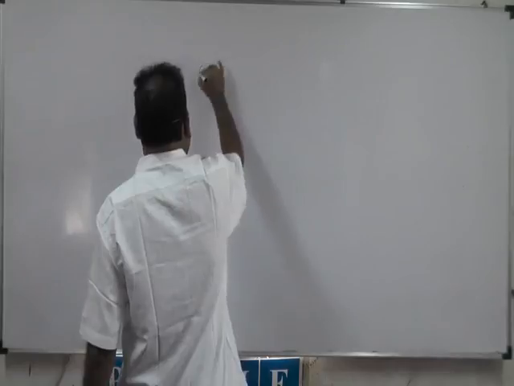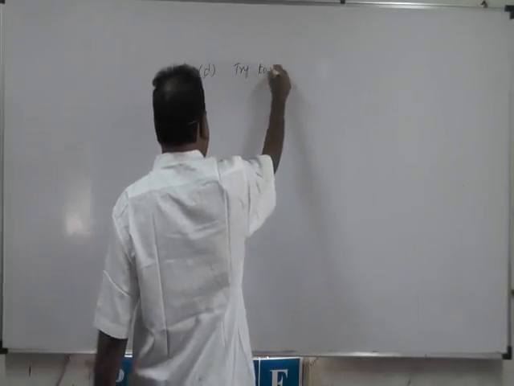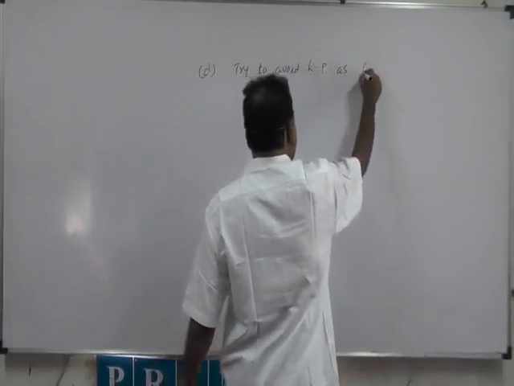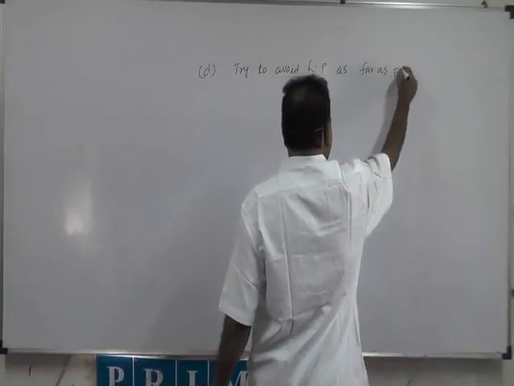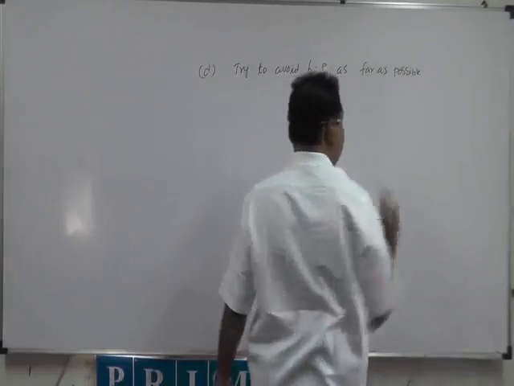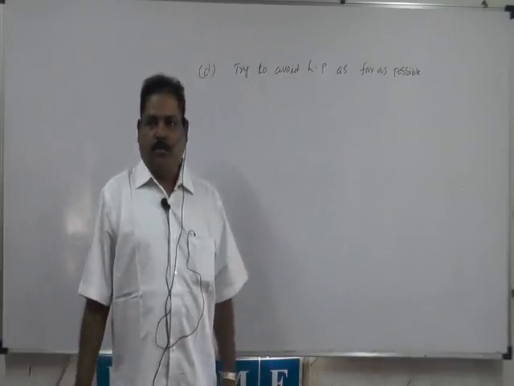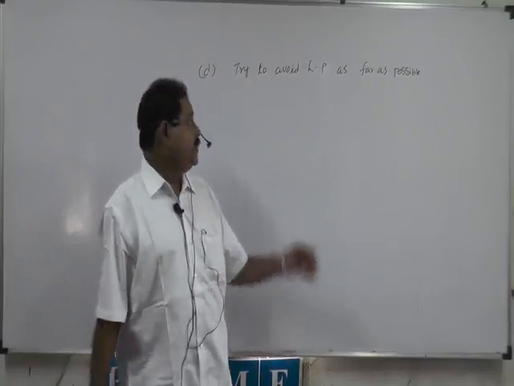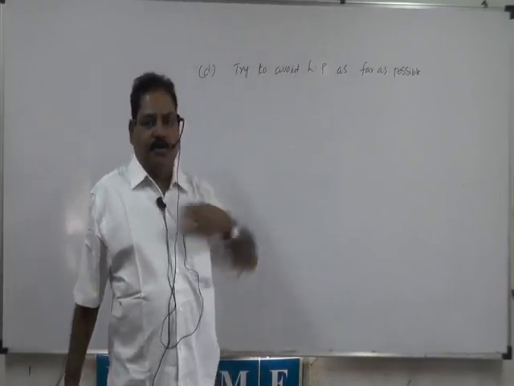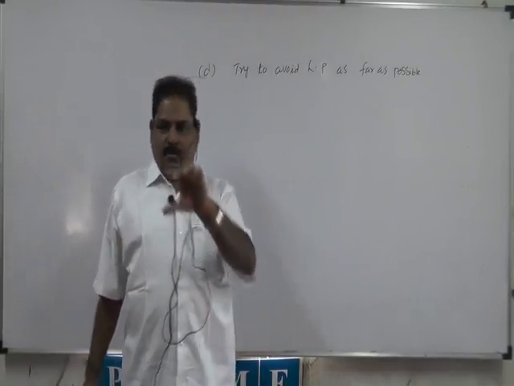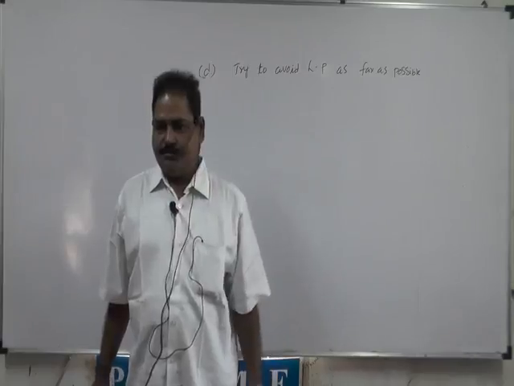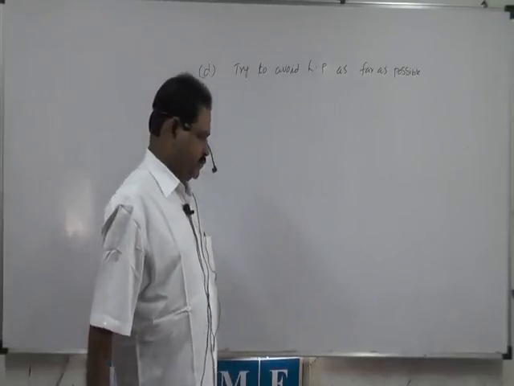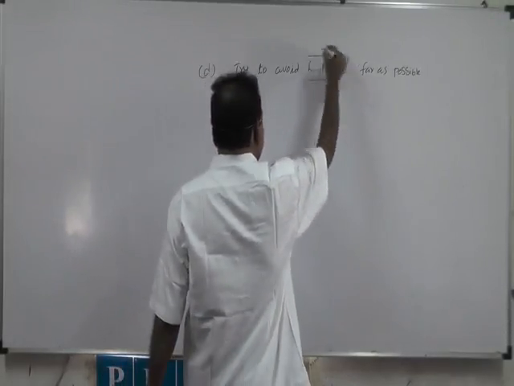D. Try to avoid lone pairs as far as possible. Who will try? Atoms try. Atoms themselves try to avoid lone pairs. And I am telling you, this is the most important instruction as far as our 11th, 12th chemistry is concerned. Most of the things happen just to get rid of the lone pair only. Most of the things. Both in organic and inorganic.